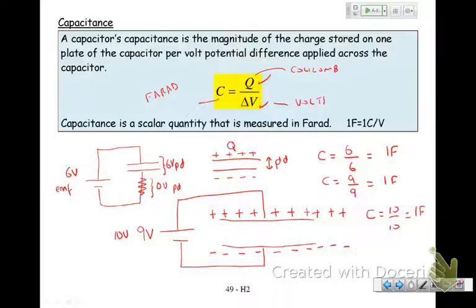Cool. Yes. So what if you had the 9-volt power supply, but you had a 6-volt capacitor? Oh no. Capacitors are measured in farads. Or sorry.